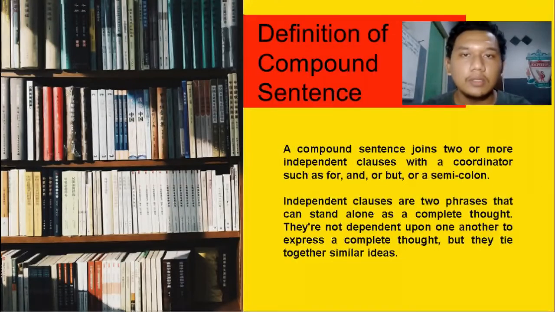A compound sentence is a sentence that has two independent clauses that are bound together with a semicolon or a conjunction. Independent clauses are two phrases that can stand alone as a complete thought. They're not dependent upon one another to express a complete thought, but they tie together two similar ideas.